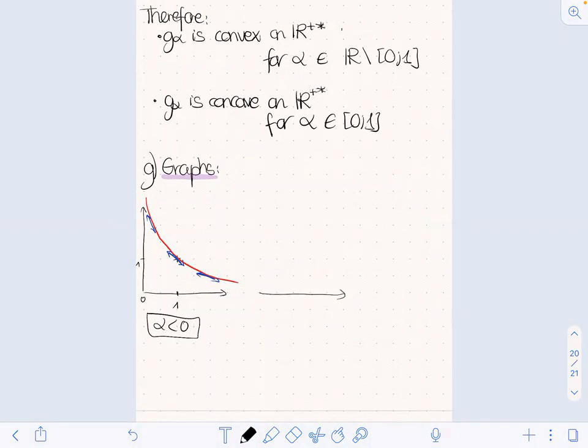Now, if we take a look at what happens when alpha ends up between 0 and 1, you know that the function increases. You know that it goes from 0, it goes through 1 at 1, and then it goes to plus infinity. But you also know that it's concave, and you know that it has a vertical tangent at 0, very like the square root function. And so the behavior, if I can get it, is something like this.